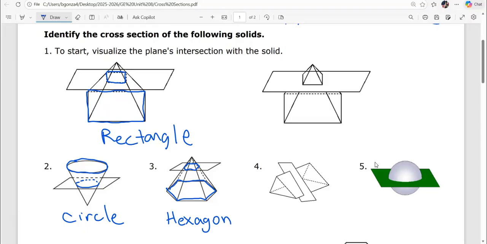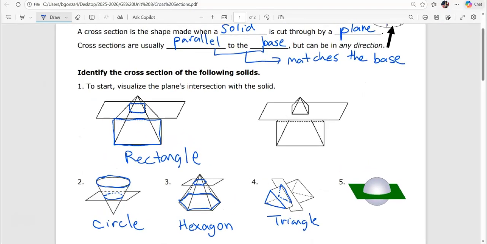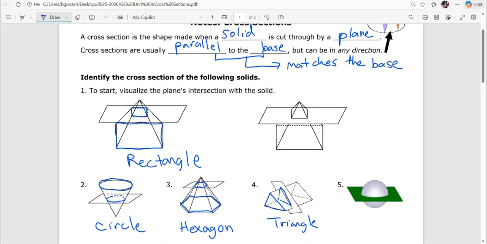Now, 4 is slightly more complicated because on number 4, it's sideways, but you can see the slice. So what's the base of this prism that's sideways? Triangle. So when I cut parallel to that base, I'm going to make another triangle. You want the top part of the notes? Oh, here it is. Bam.